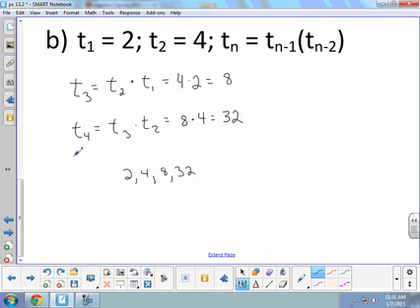Let's go ahead and figure out t sub 5 just for fun. That'd be t sub 4 times t sub 3, which would be 32 times 8, which would be 256. Well, this one is neither geometric nor arithmetic, so it's neither.